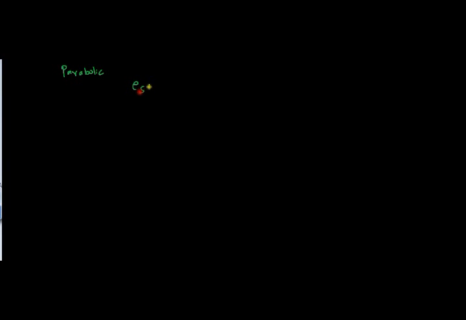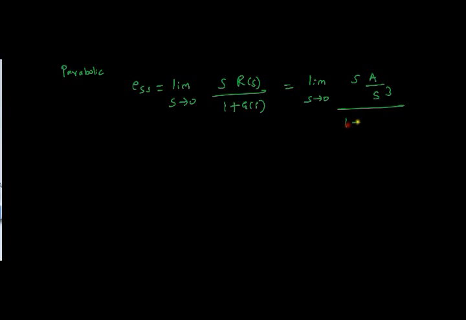So ess, which is steady state error, is equal to limit of s tends to 0 of s times R(s) upon 1 plus G(s). Okay, so this will become limit of s tends to 0. Let's substitute the value of R(s). We get A upon s cube upon 1 plus G(s). So one s gets cancelled. We'll get A upon s square into 1 plus G(s).